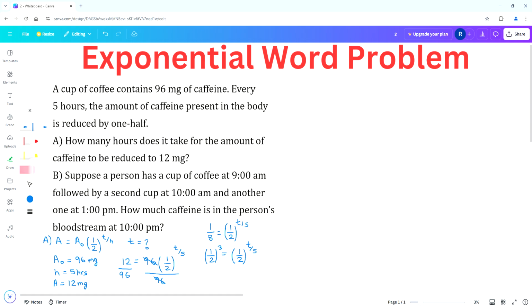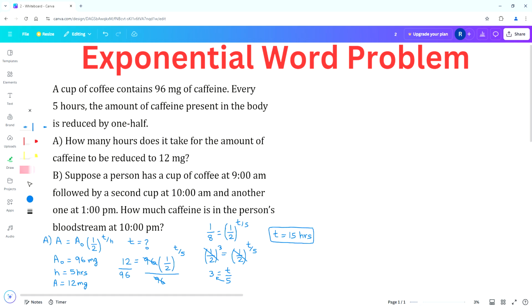Since we have the same base on both sides, we can cancel out the bases and write an equation using the exponents on both sides. We can solve for T in this equation by cross multiplying the 5 to the left side. I get T equals 15 and the unit is hours, because the given unit for half-life is hours. This should be the final answer for part A.